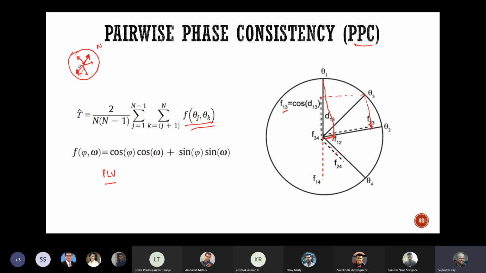So for each vector that you have here, what am I doing? I'm averaging all the vectors and then I'm taking the magnitude of that. So now let me just divide this vector into its cosine component theta and a sine component. So each vector is cos theta plus j sine.